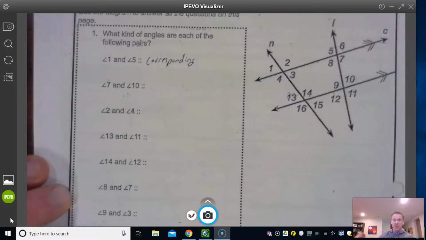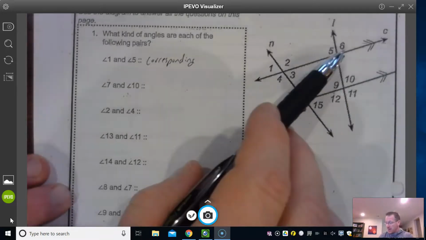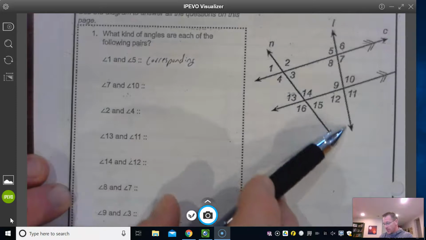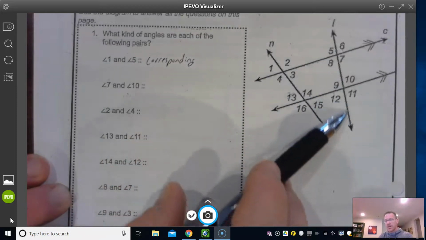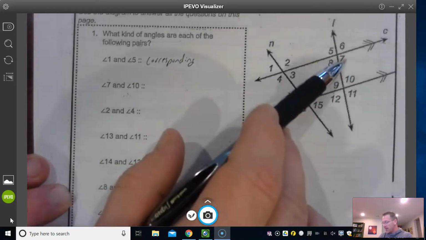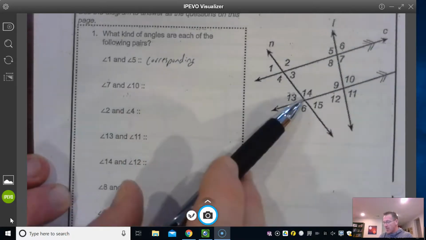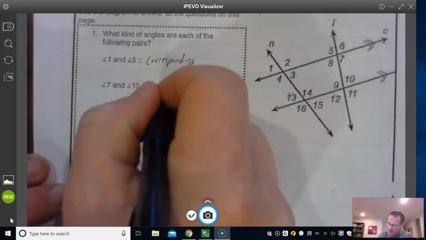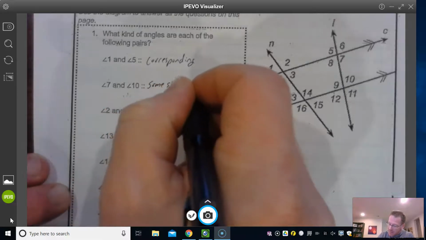And now when I jump to 7 and 10, 7 and 10 are over here, correct? And now L is my transversal. That's what I'm moving down. And so if I'm going down L, 7 and 10 are inside of the two lines I cross. They are on the same side, so 7 and 10 would be same side interior.